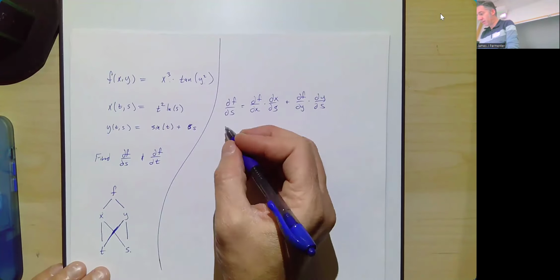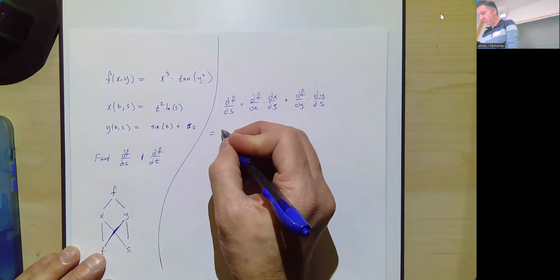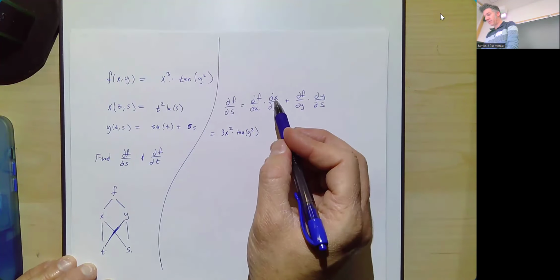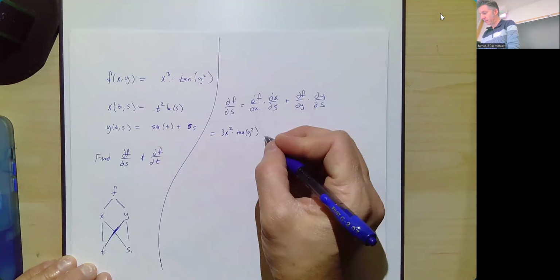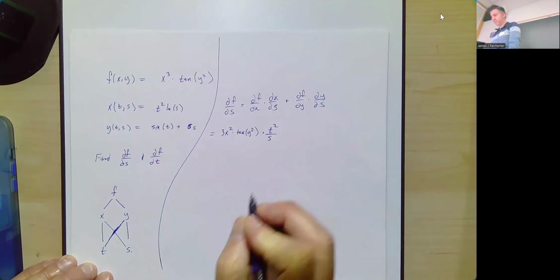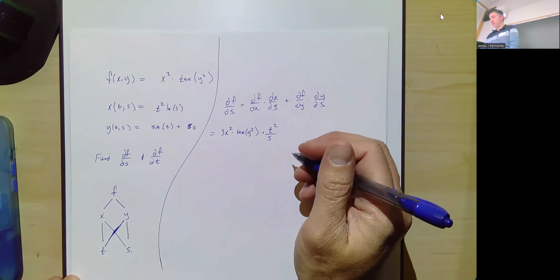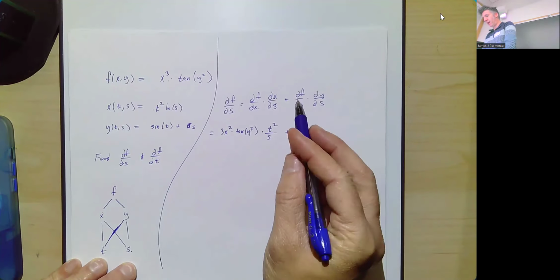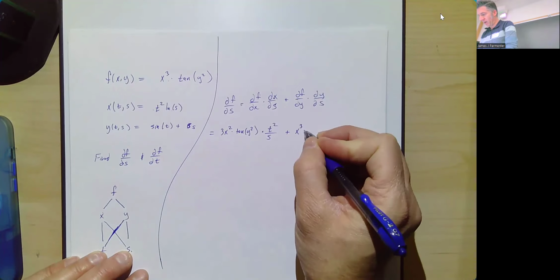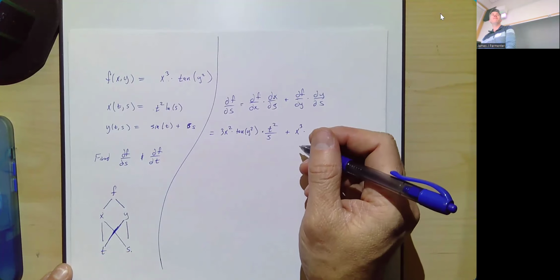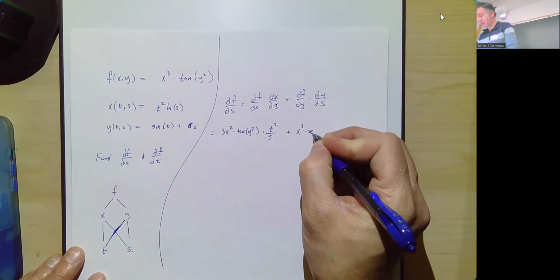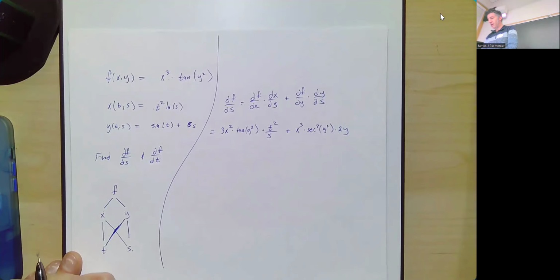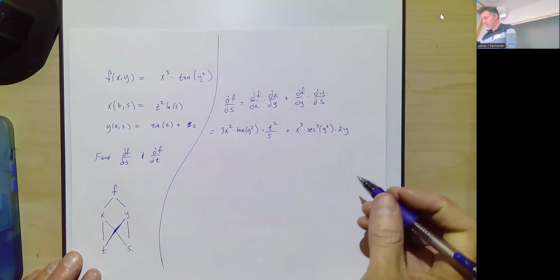So now we're going to find the things. So del f del x is going to be 3x squared times tangent of y squared. Del x del s is going to be t squared times 1 over s. And we're going to leave our answer in terms of x, y, and t and s instead of plugging everything in for t and s, probably. Del f del y is a little bit worse. It's going to be x cubed times, what's the derivative of tangent of some stuff? Secant squared of the stuff times derivative of the stuff. And del y del s is going to be 6.